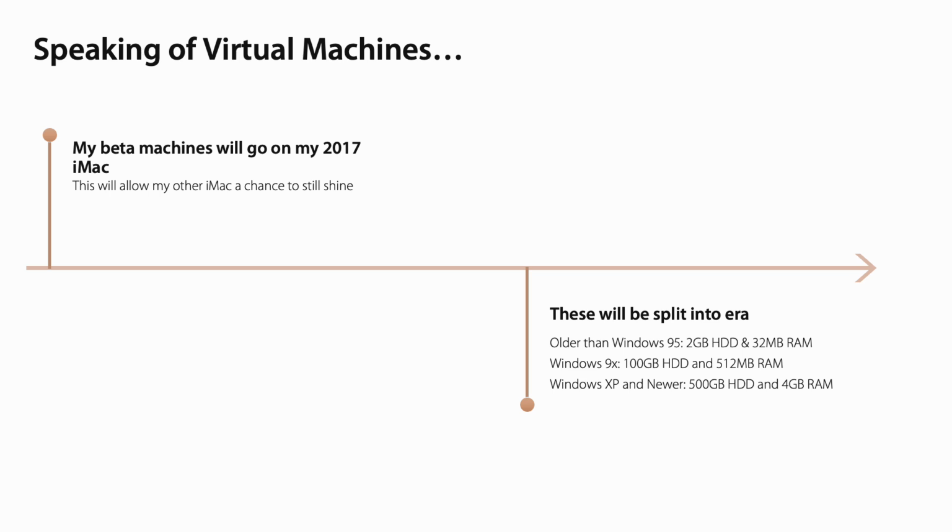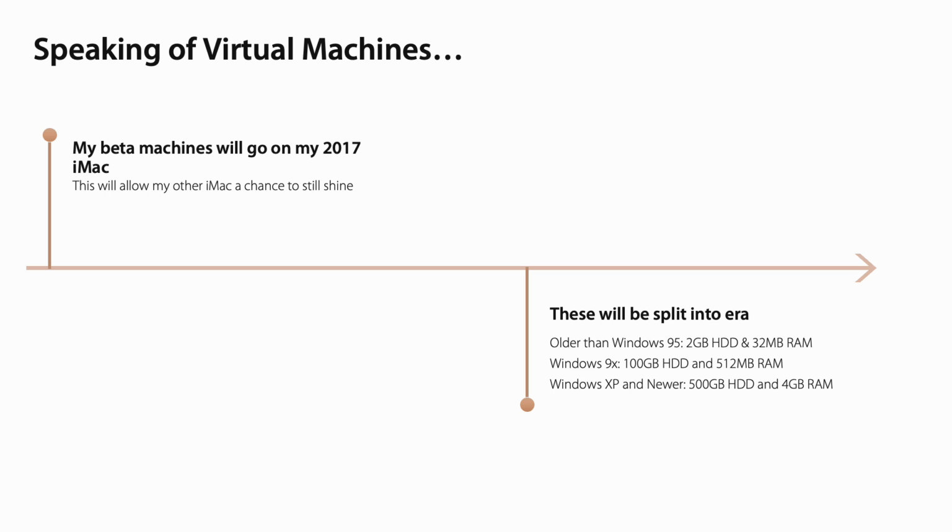Speaking of virtual machines, I'm going to still do my betas, but I'm going to put them on my 2017 iMac, so that way I can use both iMacs. I've got a reason then to use both of my productive iMacs. My 2017 and my 2019 iMacs are meant to both be productive. My 2019 replaced my late 09, so I was a bit gutted when that packed up.